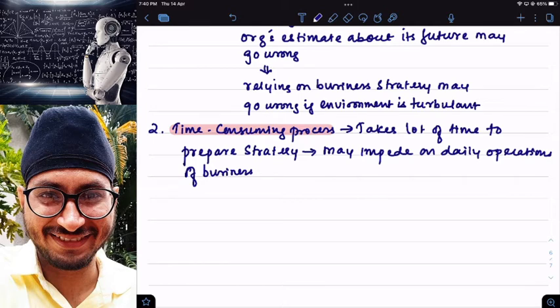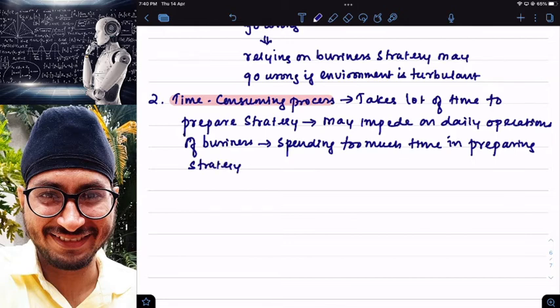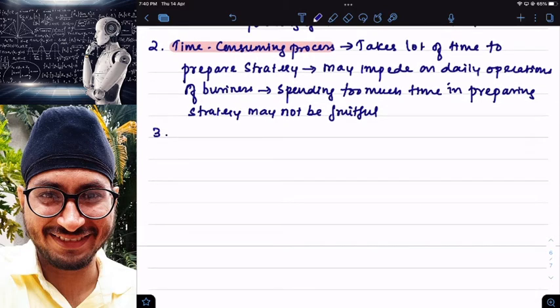That is why spending too much time in preparing a strategy may not be fruitful, means it may not be useful. Next, and moreover, strategic management is a costly process. Your strategic management is very costly. Why?